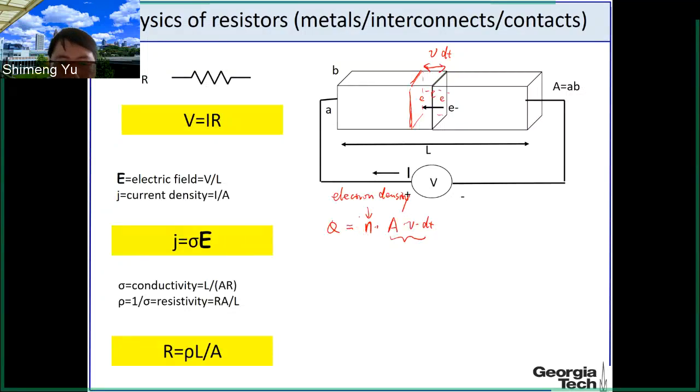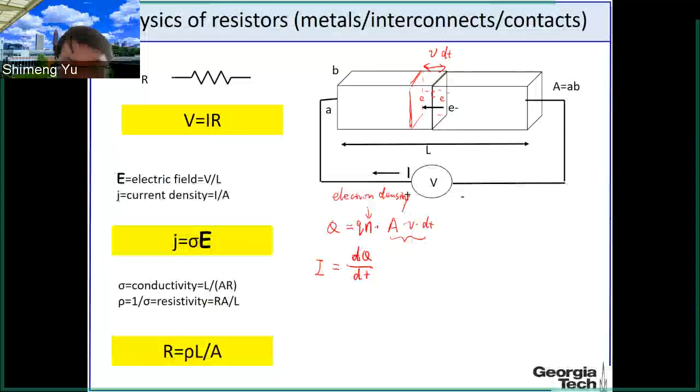q is a physical constant, that is the charge quantity each electron carries. If I recall correctly, it is 1.6 times 10 to the minus 19 coulomb. So this is the basic charge quantity. Okay, so this is the total charge in this cube, and by definition, current is dq over dt.